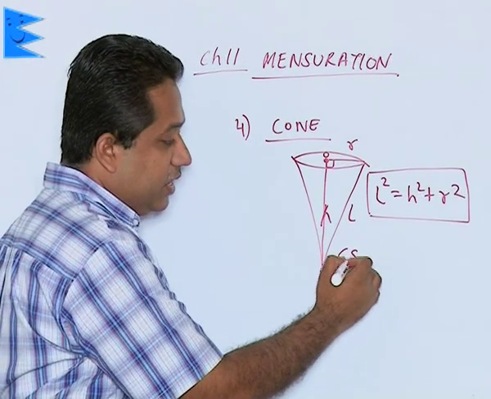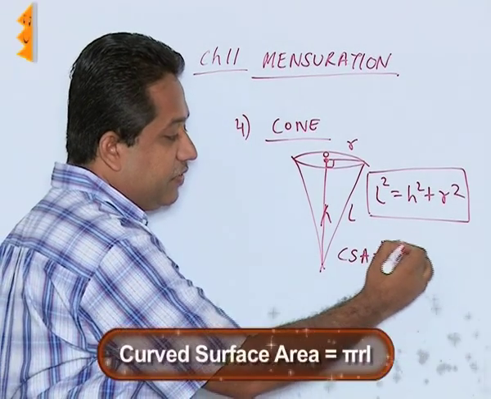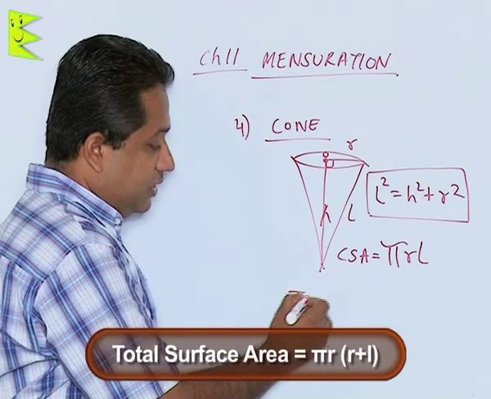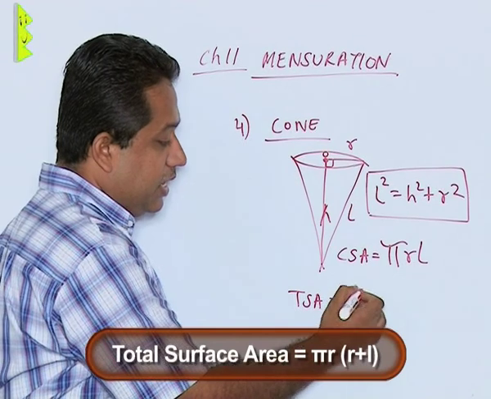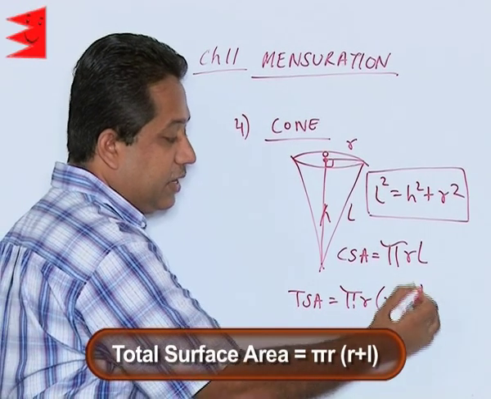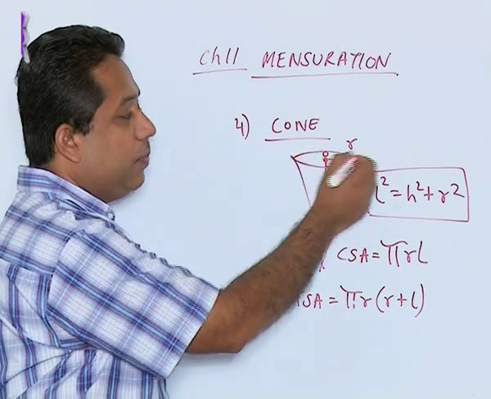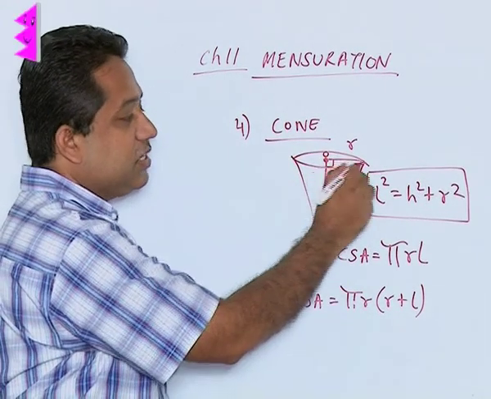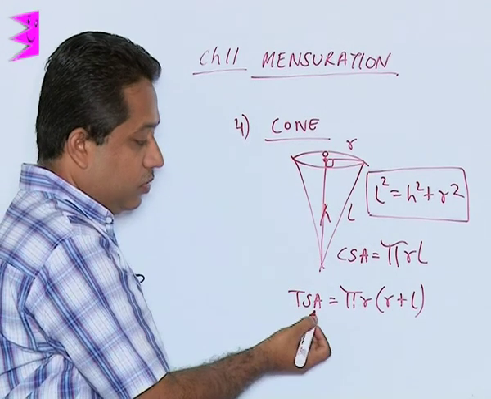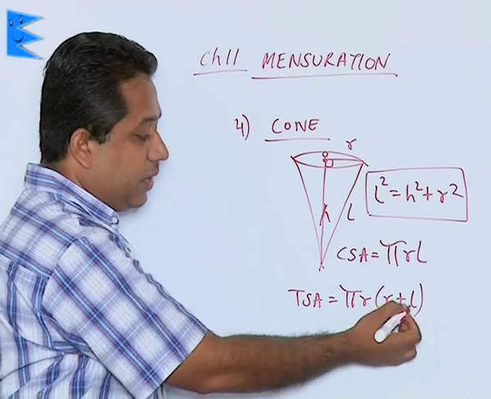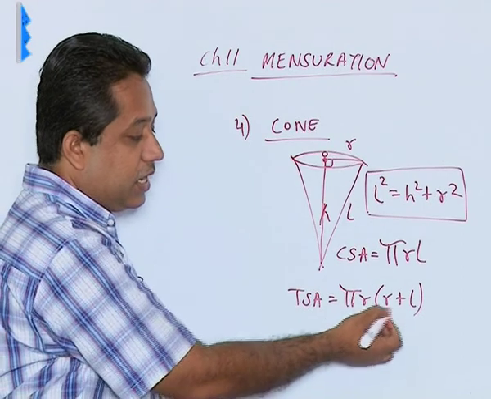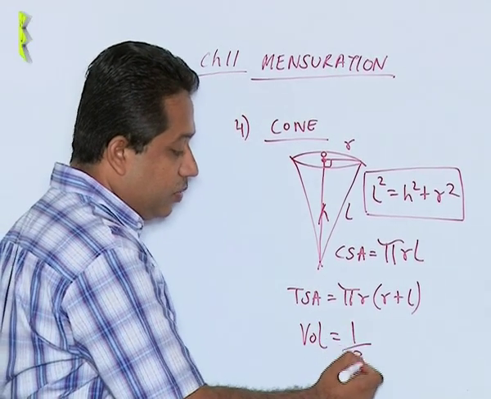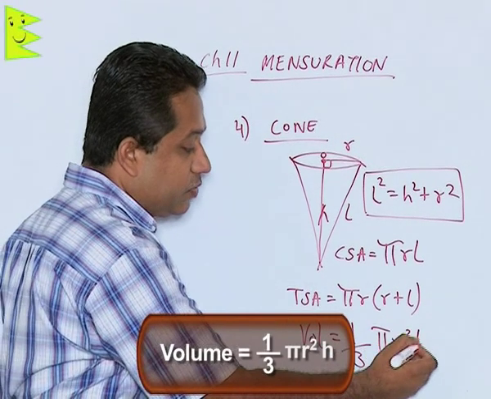Now, to find the curved surface area. Curved surface area is pi r L, and total surface area will be pi r (r plus L). So, pi r L means it is open because it is curved surface area, and total surface area means this is covered, it is not hollow. So, if it is not hollow, we will apply the total surface area formula pi r (r plus L), and volume can be found by using the formula 1 upon 3 pi r square h.